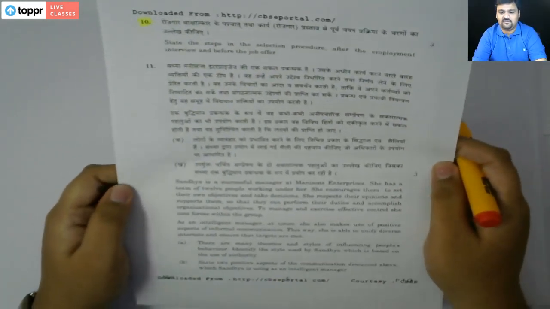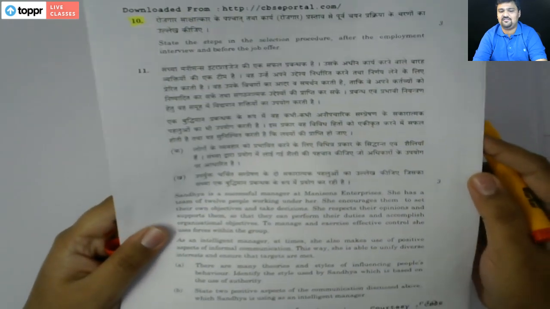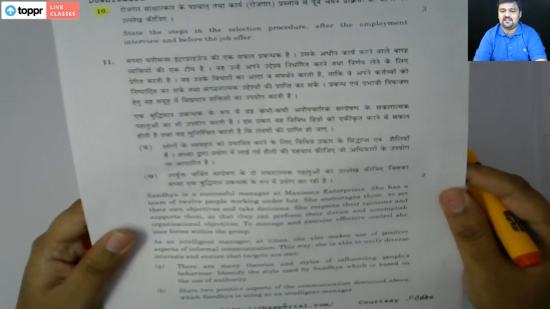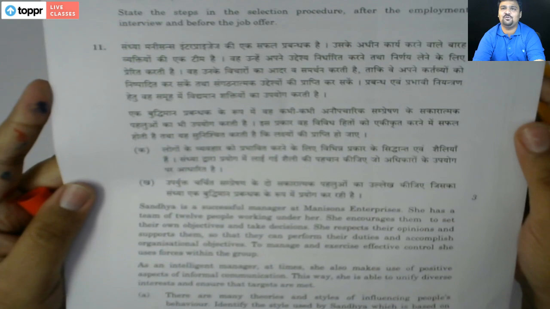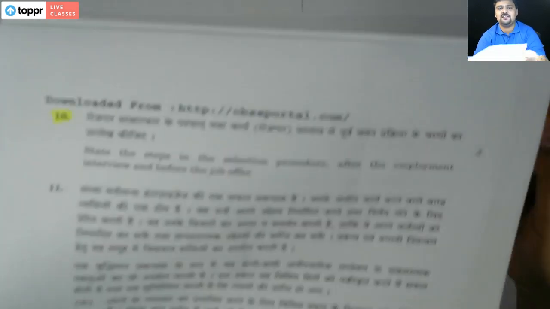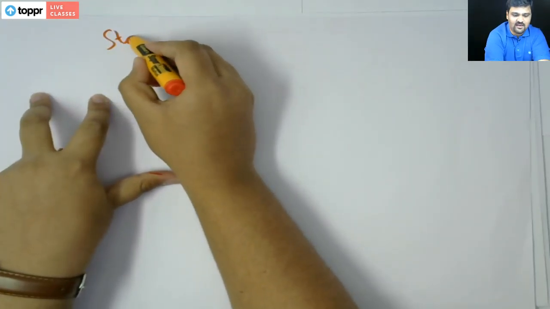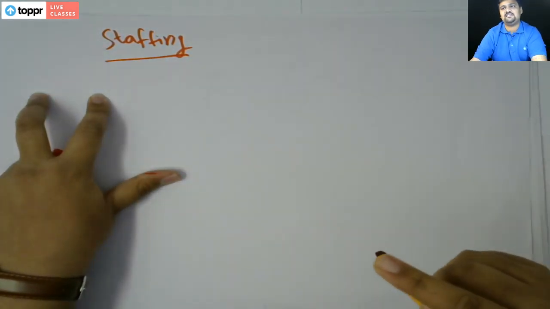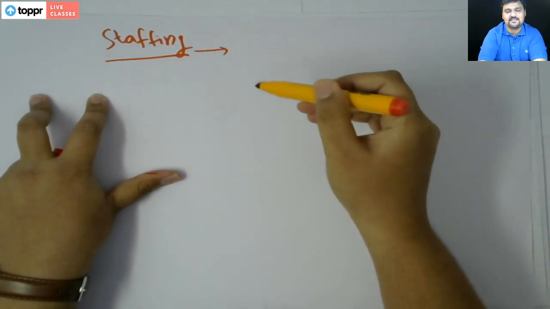Now the next few questions are direct concept based questions. They have straightforward answers. State the steps in the selection procedure after the employment interview and before the job offer. Okay, it is very simple, my dear friends. This belongs to a chapter on staffing. Once you read every question, you have to understand the chapter that it belongs to. It belongs to the chapter called staffing.